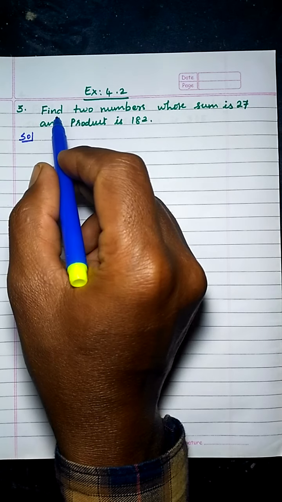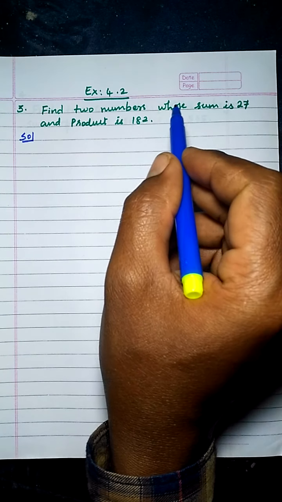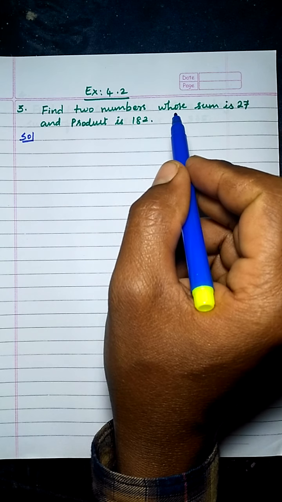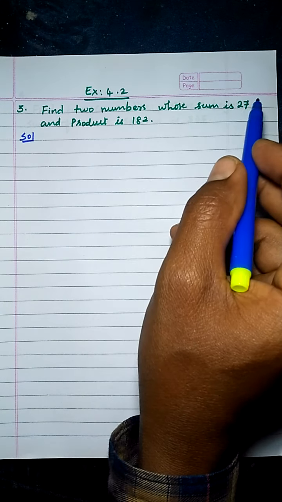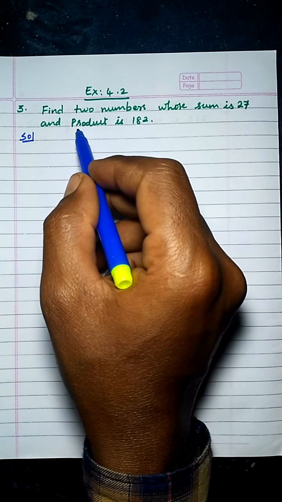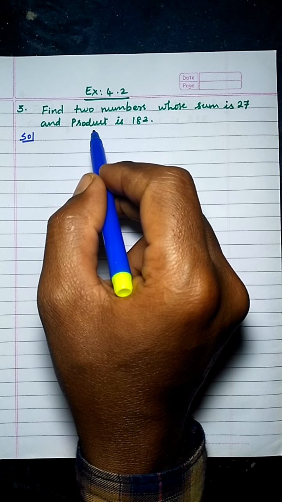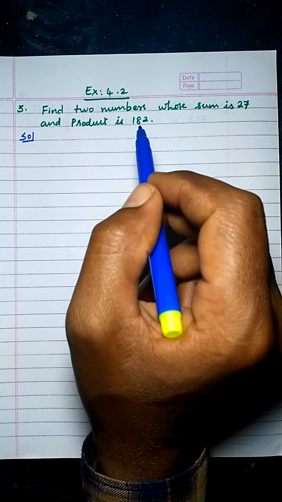Here we have: find two numbers whose sum is 27. Sum means addition, so the addition of the two numbers is 27, and product means multiplication. The product of the two numbers is 182. Then what are the numbers?